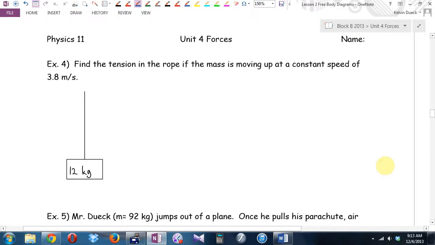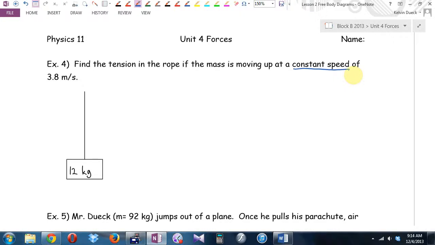Example 4. Find the tension in the rope if the mass is moving up at a constant speed. You know what? I probably would underline that phrase there. It's fairly important. Of 3.8 meters per second. Okay. Dom, what does this question want me to find? Oh, very good, very good.